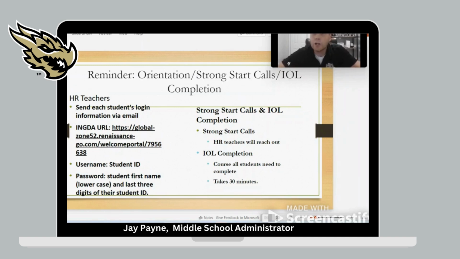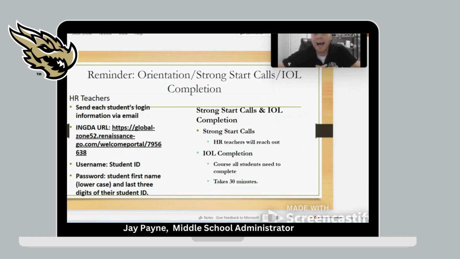The next one is our Strong Start calls. You may have noticed that a lot of your homeroom teachers have been reaching out via phone to make sure that you are on track and to see if they can answer any questions you may have. So if you have not talked with your homeroom teacher yet, please be on the lookout for their phone call, or make sure you link up with them in a homeroom to let them show you or guide you through the process of how everything works, as well as answer any questions you may have.